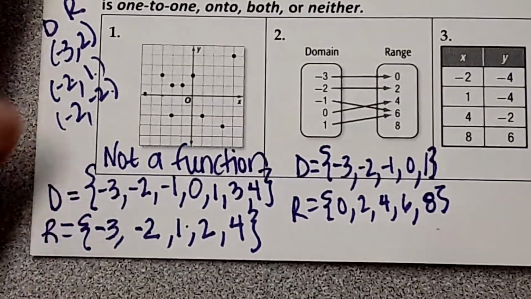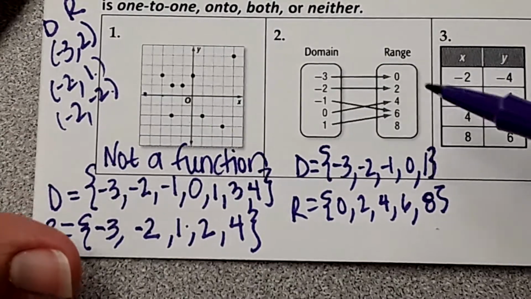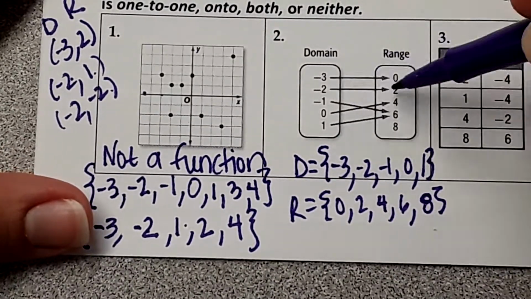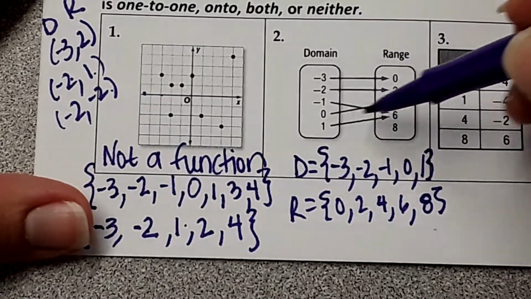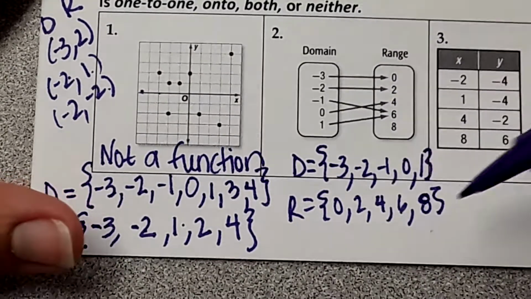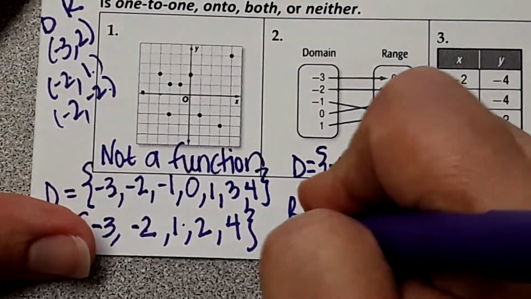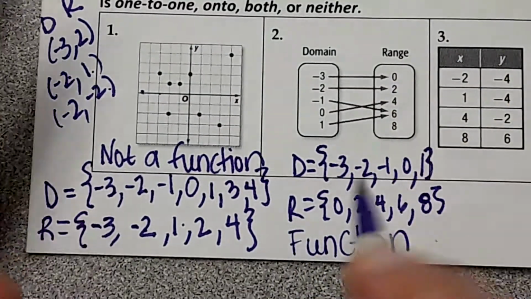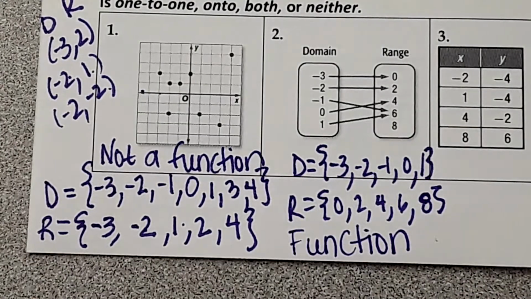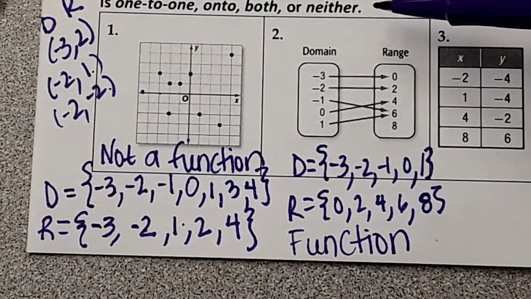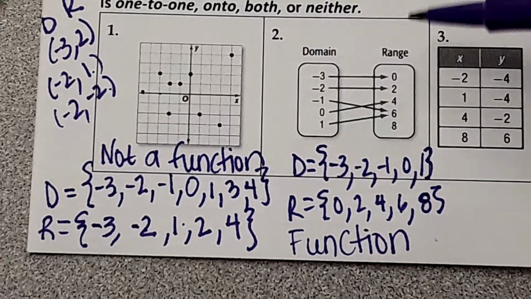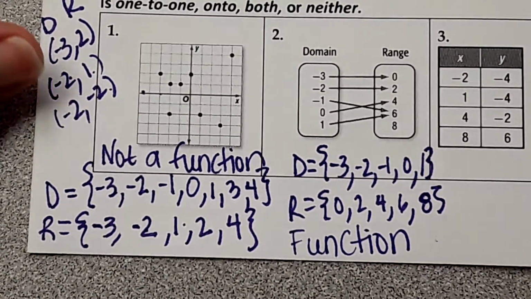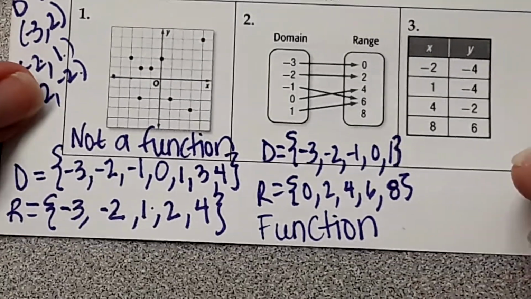Okay. So, you guys, this is a function. Even though 8 doesn't have one, it all goes straight. Like each domain has exactly one range. So this is what we call a function. And it is not 1-to-1, and it's not onto. Okay? Because of this 8. Okay, so now number 3.